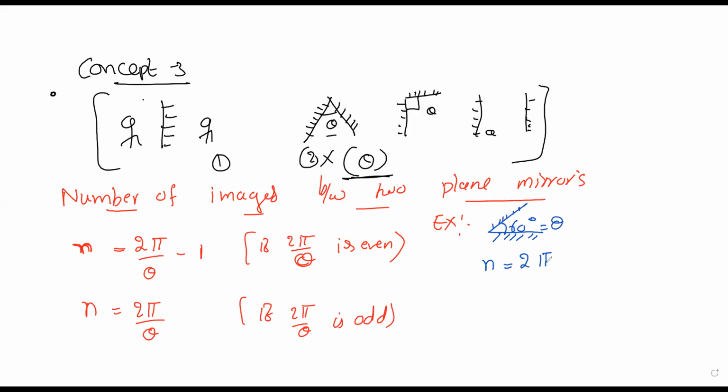2 pi by theta. First we need to find 2 pi by theta. If it comes to an even number, you have to do minus 1 for that. If it comes to an odd number, you have to leave it like that. Let us see whether it will come even or odd.